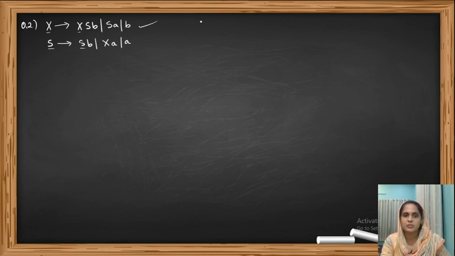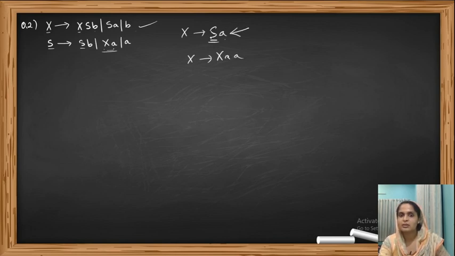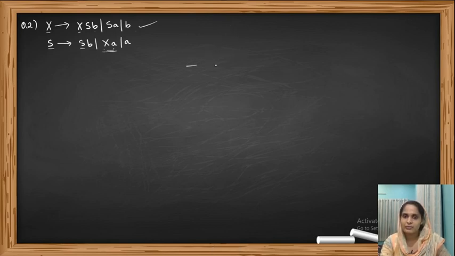In the first production, X produces SA. If we substitute the value of S with this term XA, it will become X produces XAA. So even though in the first production this SA doesn't create any left recursion, after substituting the value of S with XA, it created left recursion. So we can say that the first production is indirectly left recursive. That means the first production is normal left recursive as well as indirectly left recursive.